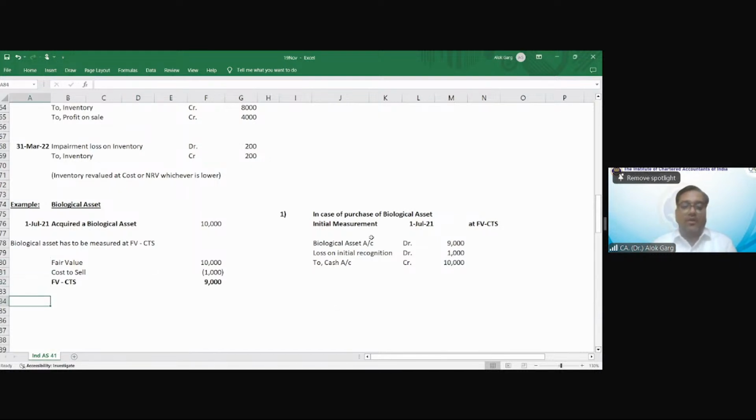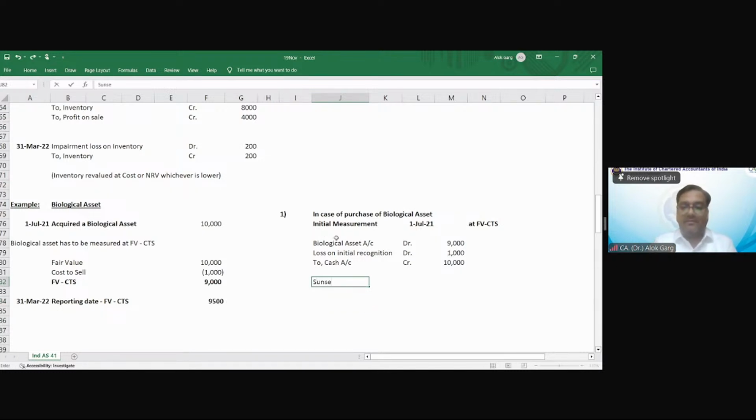Now assuming on 31st March 2022, the reporting date, the fair value less cost to sell has increased to 9,500. So what is the accounting entry on 31st March 2022?